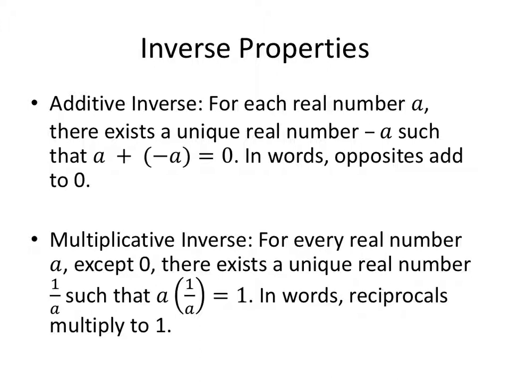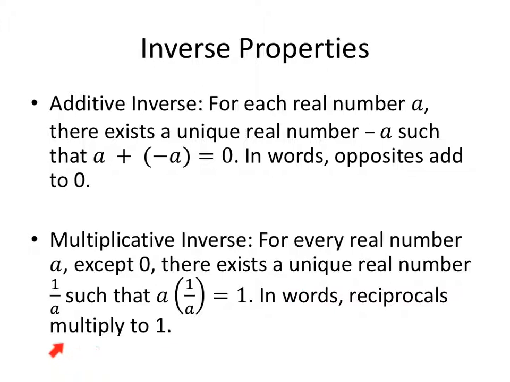The identities are going to help us with the inverse properties, the additive inverse. For each real number a, there exists a unique real number negative a that gives me 0. In other words, opposites, a and its opposite negative a, always add to be the additive identity.